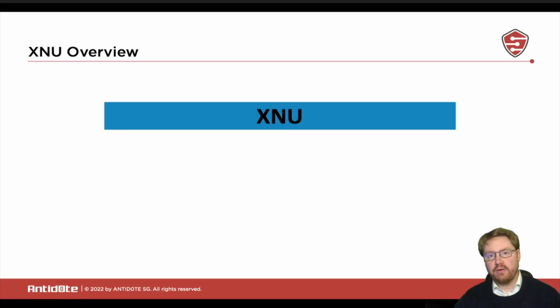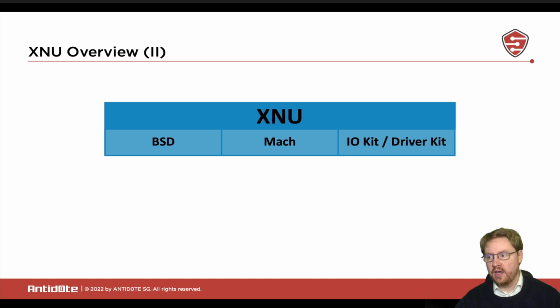So the macOS and iOS kernel is better known as the XNU kernel. And the idea behind XNU is that it's a hybrid kernel. It's hybrid because it contains 3 different parts. They are known as BSD, Mach, and IOKit or Driver Kit.